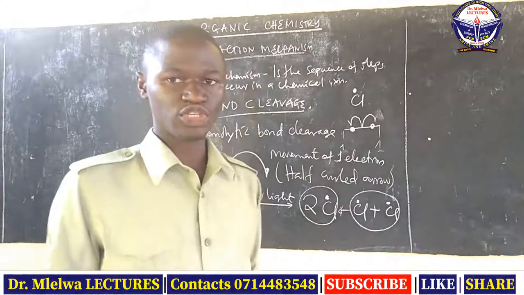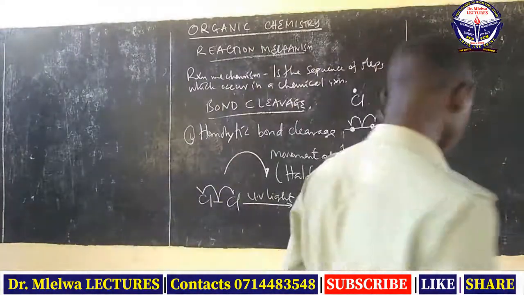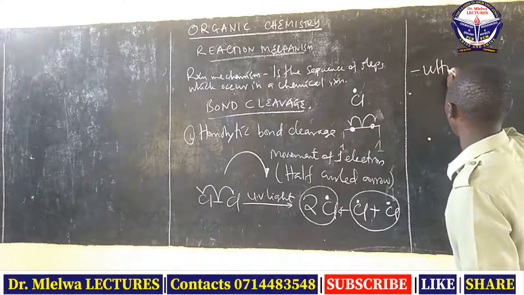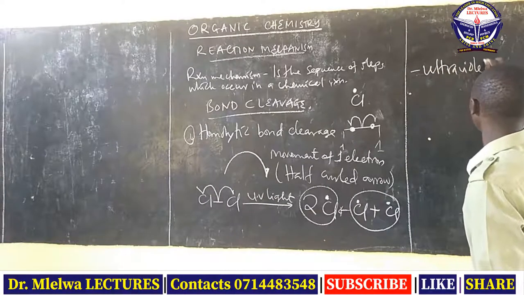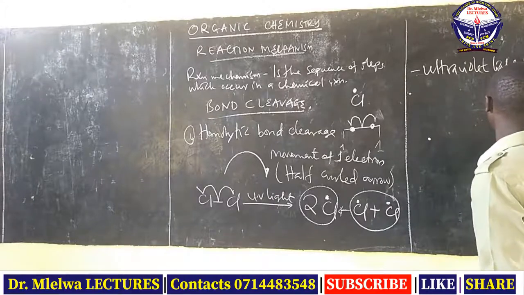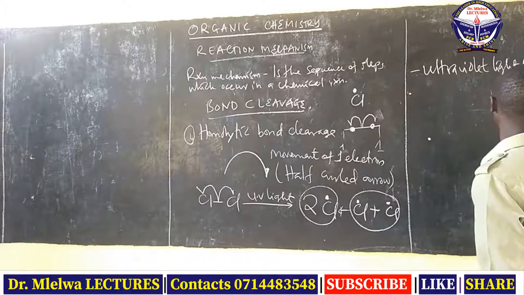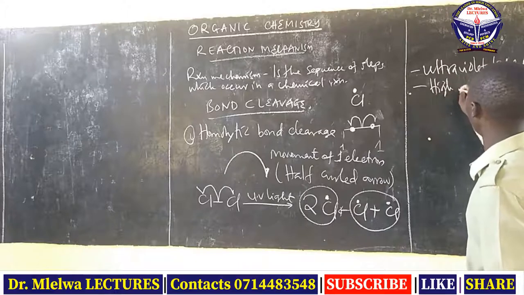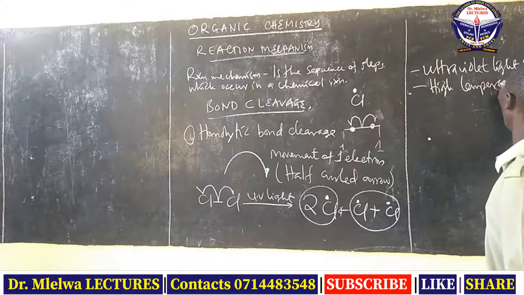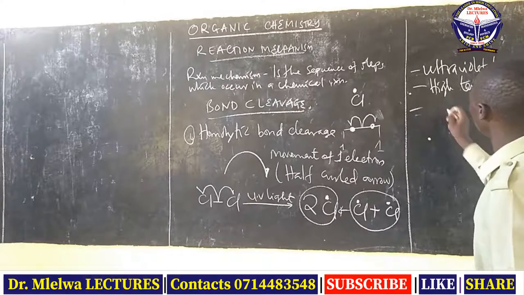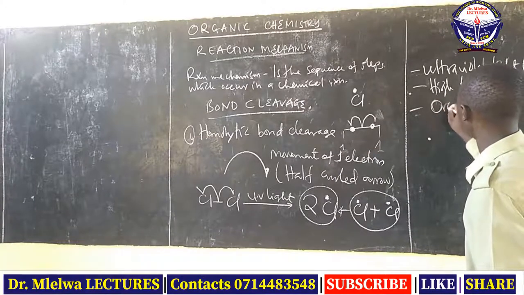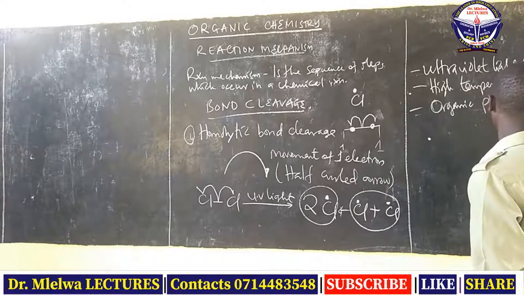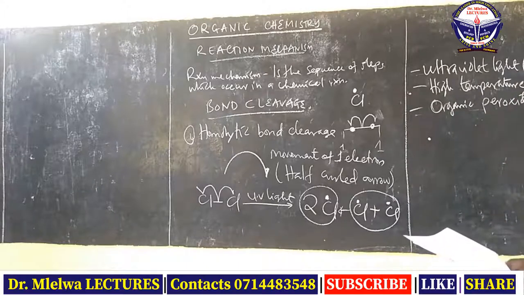So from there, what we are saying is that homolytic bond cleavage takes place in specific conditions, such as ultraviolet light. We normally abbreviate it as UV light. Then you have high temperature. Then you have organic peroxide, the presence of organic peroxide in the reaction.